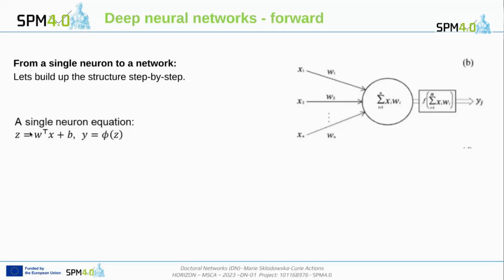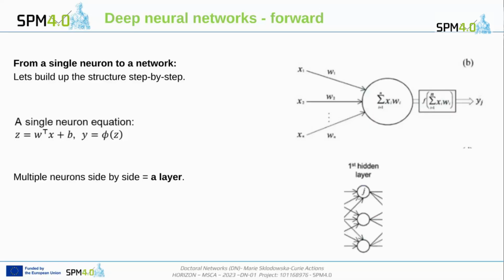Now, after that, usually you have some kind of activation function, which can be linear or non-linear, but usually non-linear, and then you get the output from that. So that's the simplest block we are working with, a single neuron.